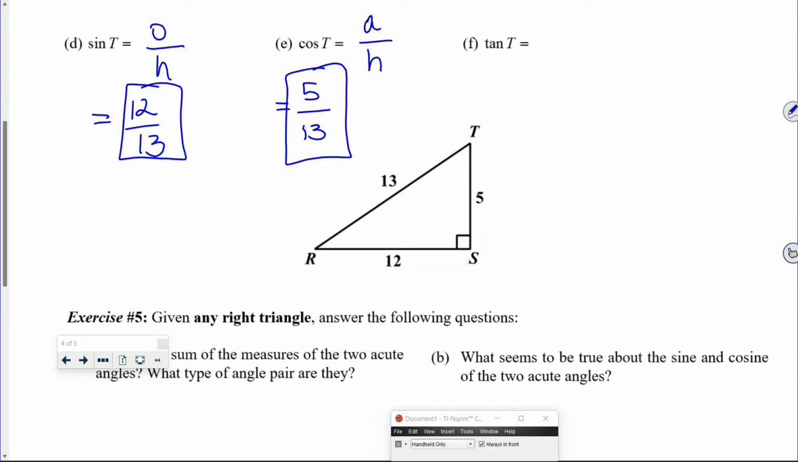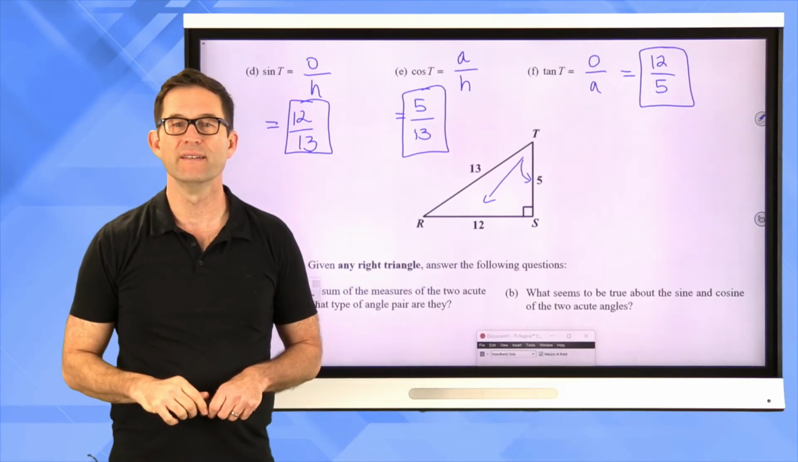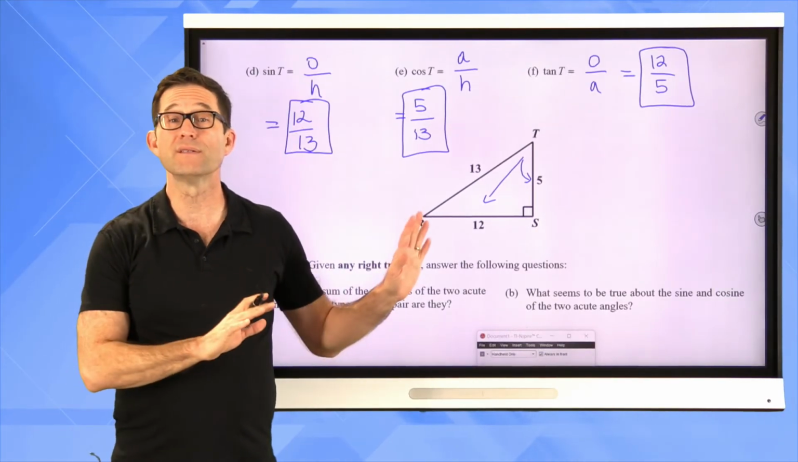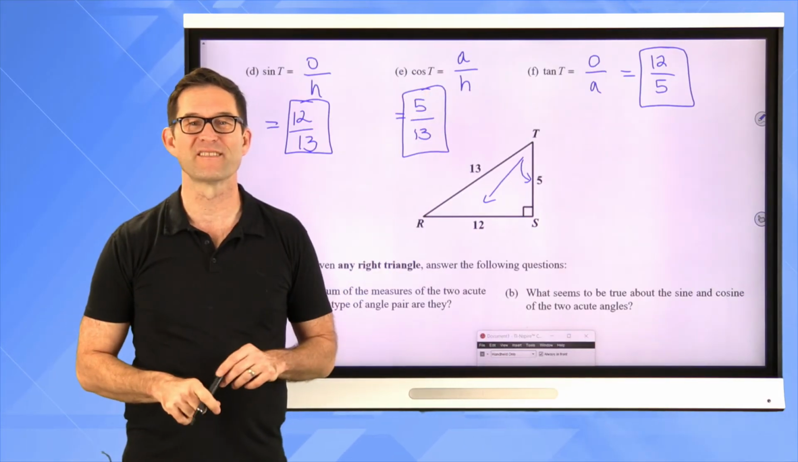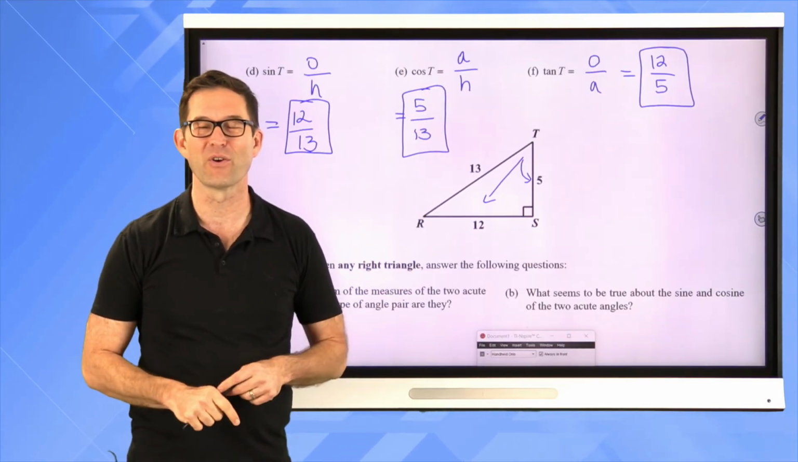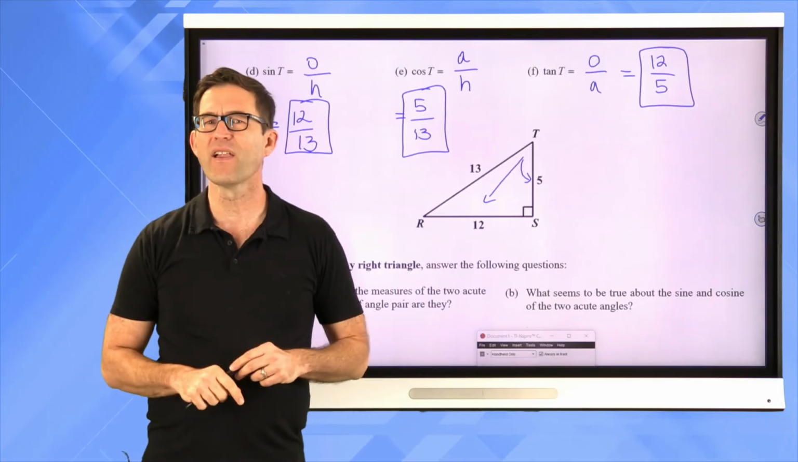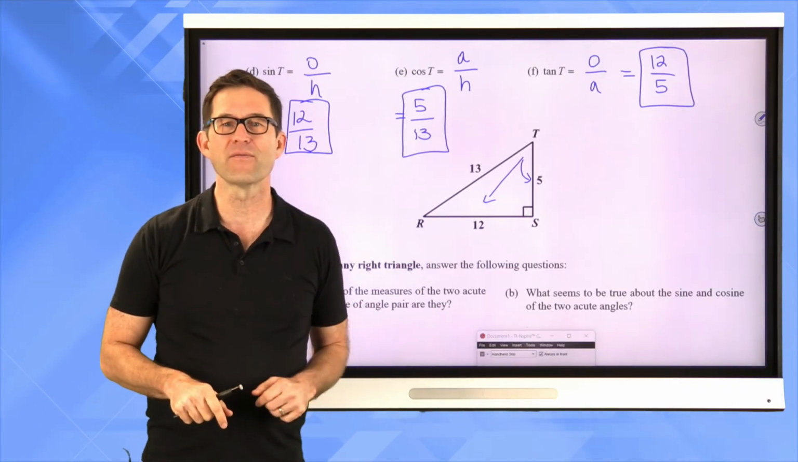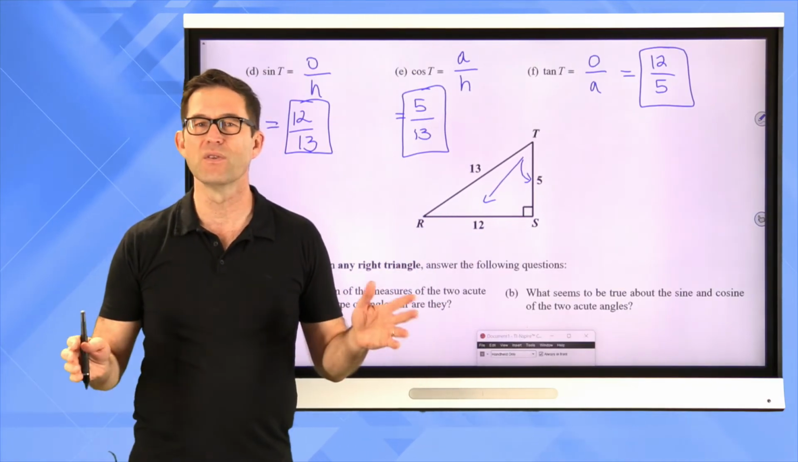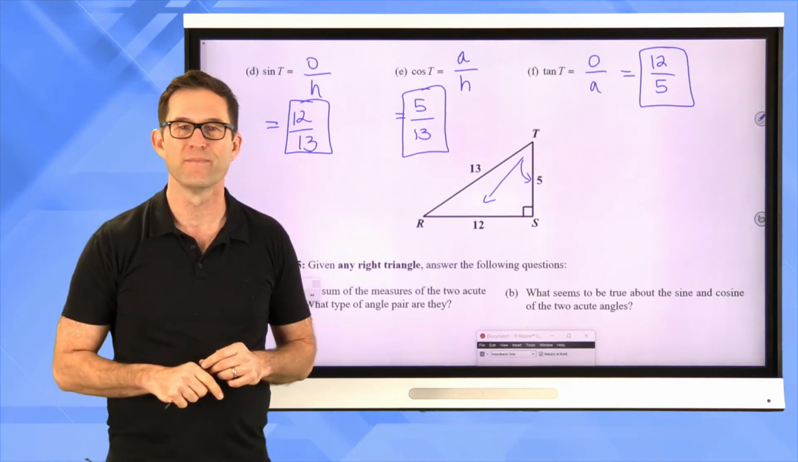And finally, the tangent of angle T is going to be the leg opposite divided by the leg adjacent. The leg opposite of angle T is 12. The leg adjacent to angle T is 5. So the tangent of angle T is 12/5. All right, cool. Easy enough. I love it when these kind of problems come up on the state exam, when you're just given a right triangle and you're asked, what is the sine of angle A? Oh, what is the side opposite of angle A? What is the hypotenuse? Do the division. There you've got your ratio. Okay?